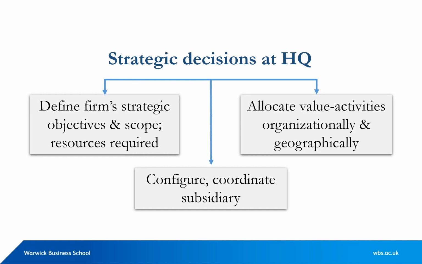In a multinational firm, strategic decisions are made at two levels, at headquarters and at the subsidiaries. Headquarters take three primary strategic decisions. First, it defines firm's objectives and scope and identifies and develops the necessary resources and capabilities. Second, it configures and coordinates strategies and operations of the subsidiaries. And third, it allocates value activities across organizations and geographies. Now let us try to understand these tasks in some detail.